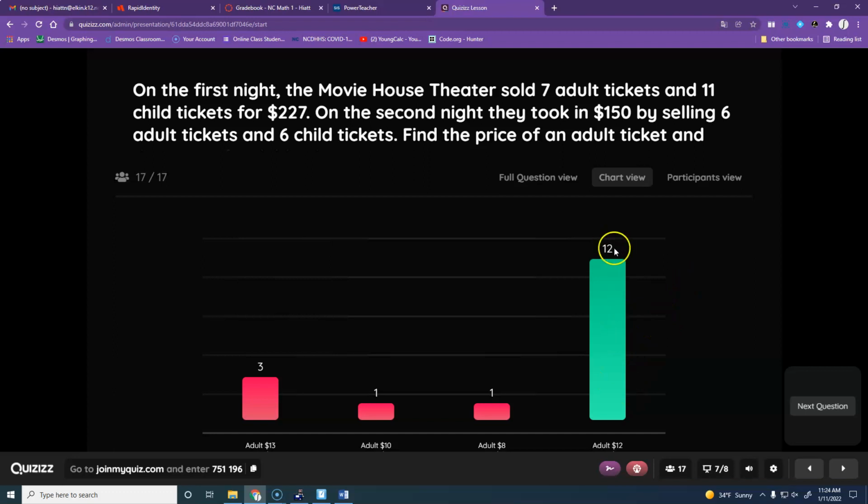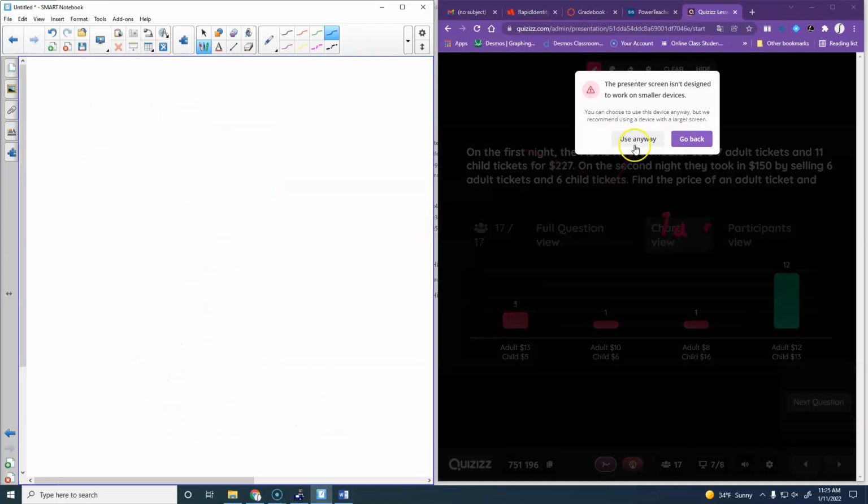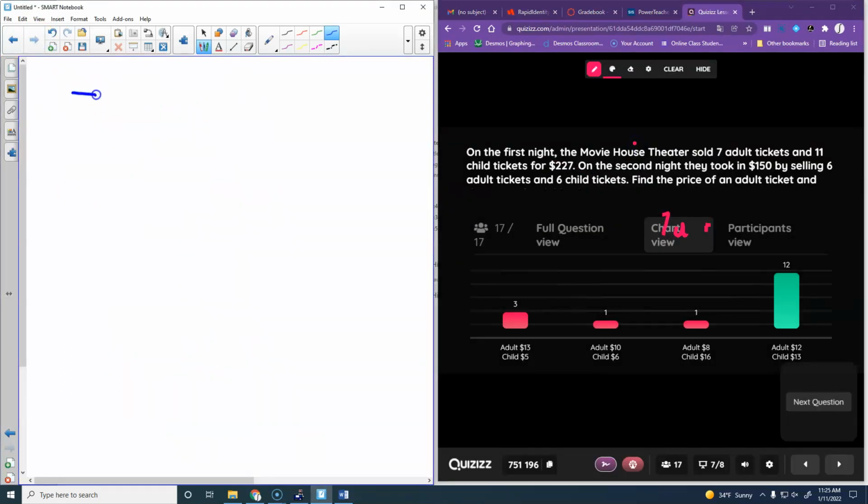Adults are $12. Let's just look at the... Here, I think it'll let me write on this. For this one, you should have 7A. It's not letting me write very well, is it? Let me just go back to the way I had it. 7A, yeah, let's go back to the other way. We got 7A plus 11C is going to be 227.